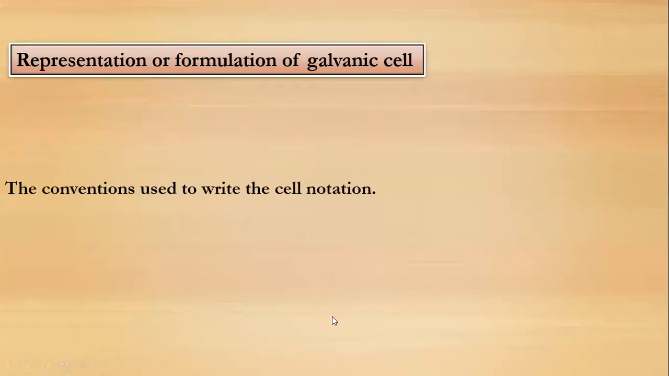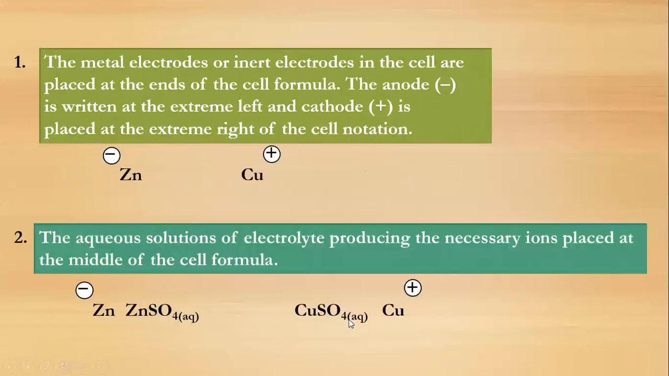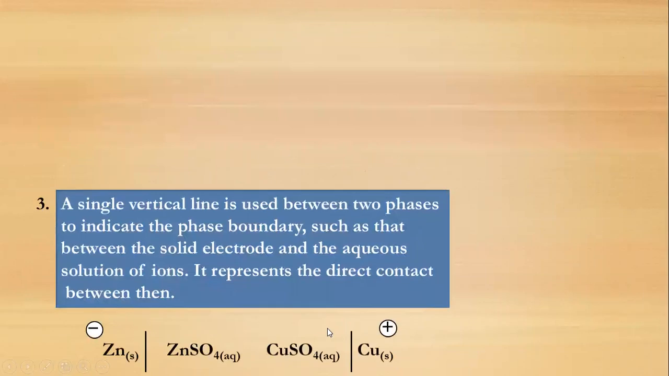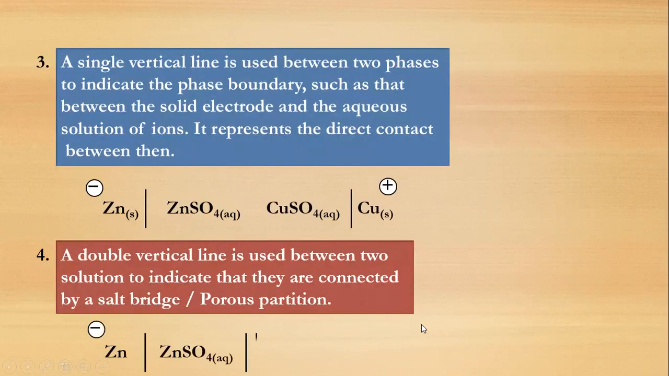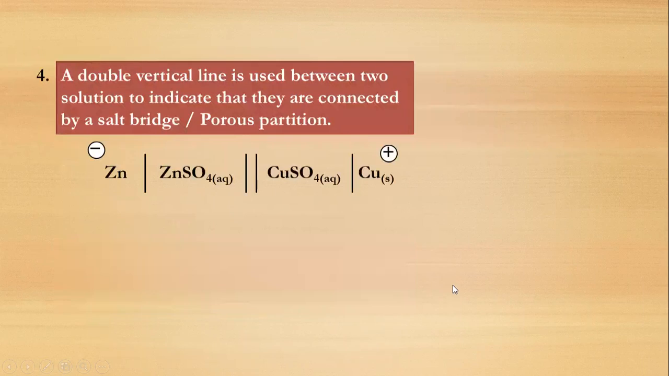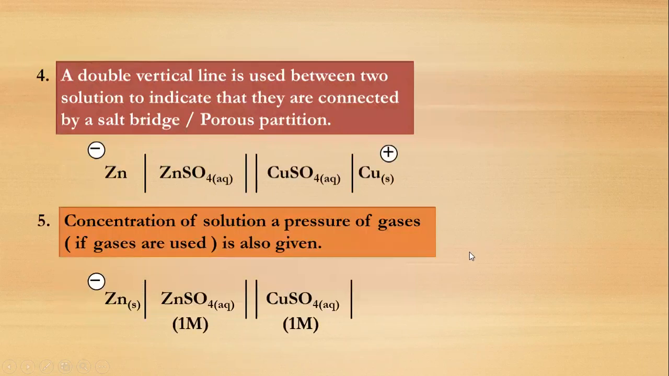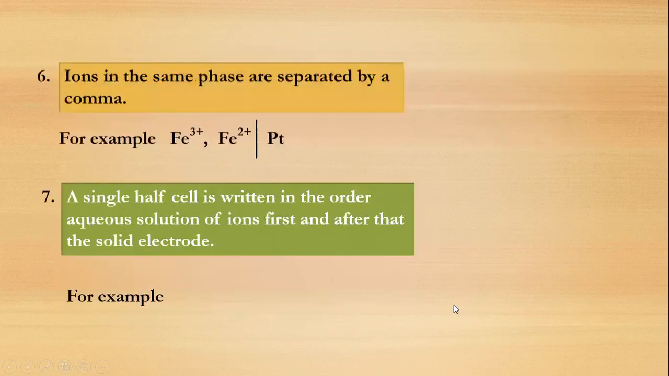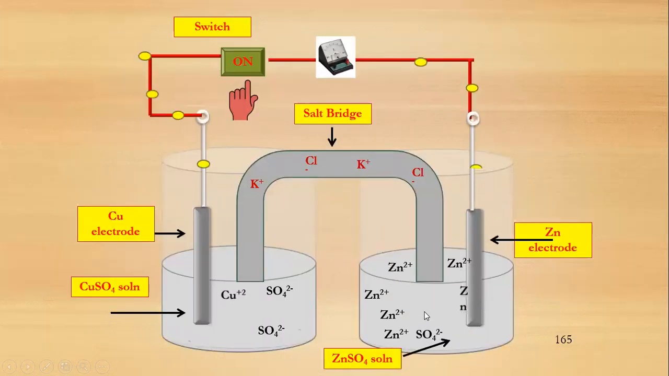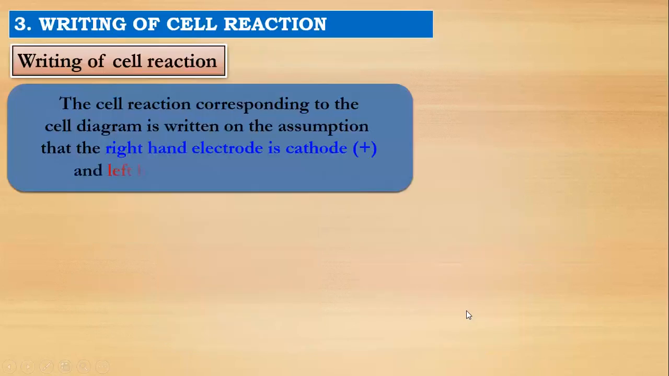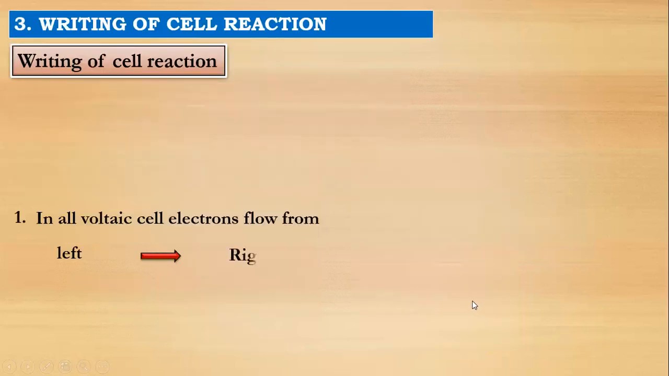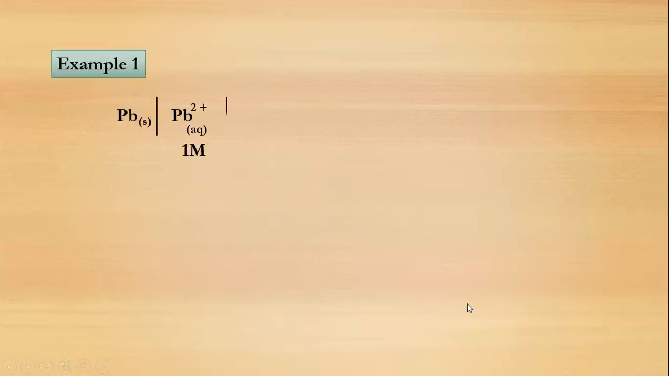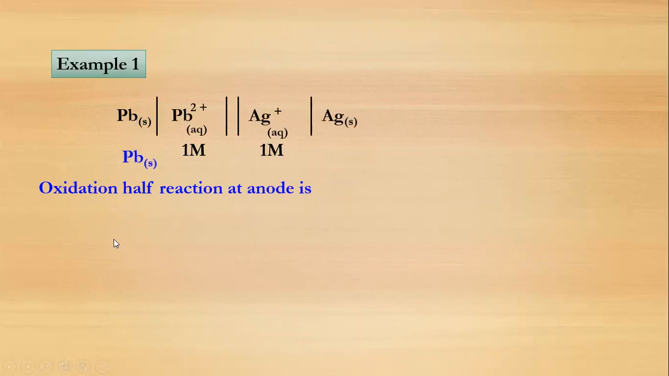I had explained how to represent the formula of this cell. I will explain with another example. In the previous lecture, I had explained two examples of how this formula is written when the notation is given. So by using this notation, how do we write the reaction? One example is here. First of all, lead.